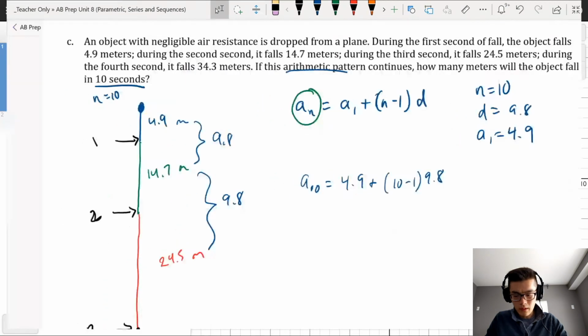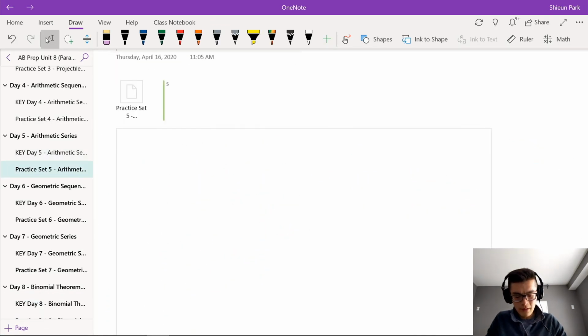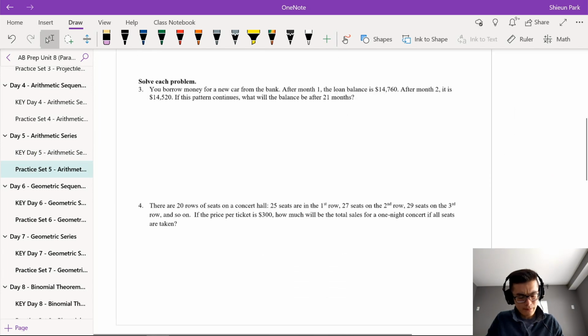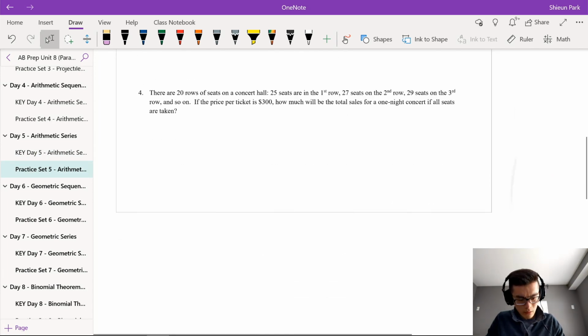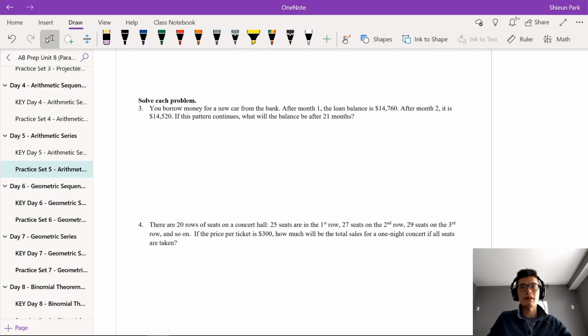One quick thing I'm going to harp on for the practice. I believe this is the one that has the problem I am speaking of. It's the one about the balance. Oh, nope, that's geometric. That's for another day. We're going to stop there, try the practice out, have fun with it.